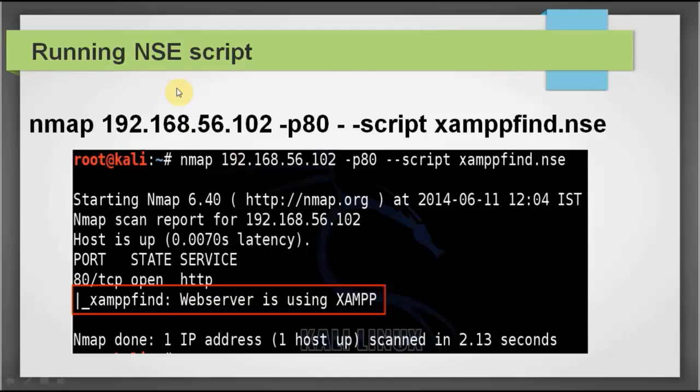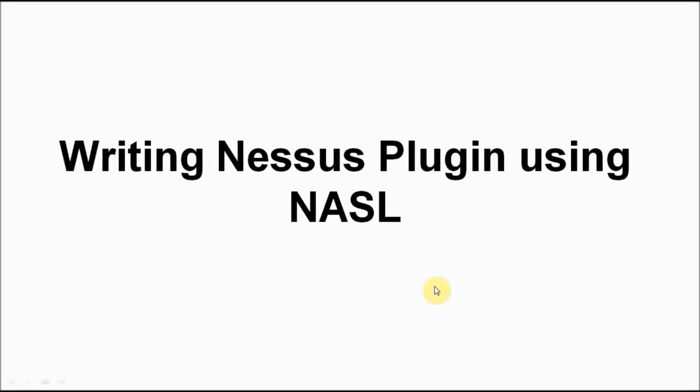So this is how you run an NSE script. You give Nmap the IP address you want to scan, the port, and you give -script and the NSE script that you want to use. Here you can see it's been used: Nmap, IP address, port, and the name of the script. It says starting Nmap, and it has found that it is using XAMPP, so it's just printed out web server is using XAMPP.